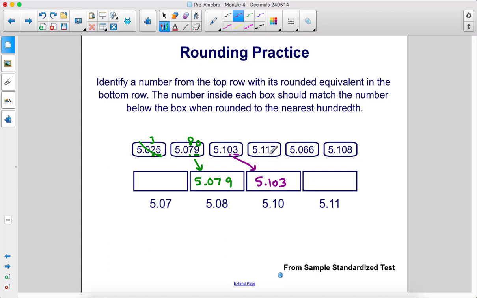All right, next, hundredth, spot to the right. Yes, it will round it up. That becomes a 2. That becomes a 0. That's not an option, so we're not going to use it.